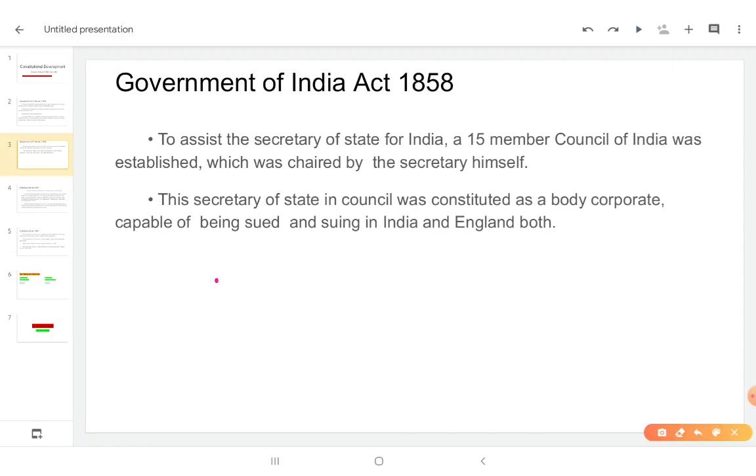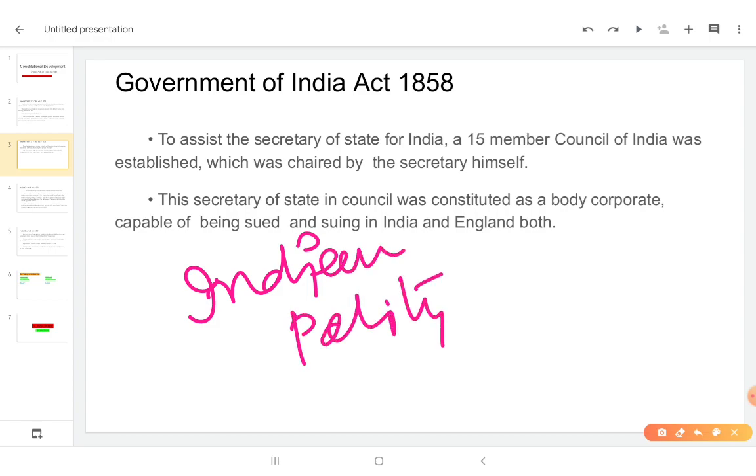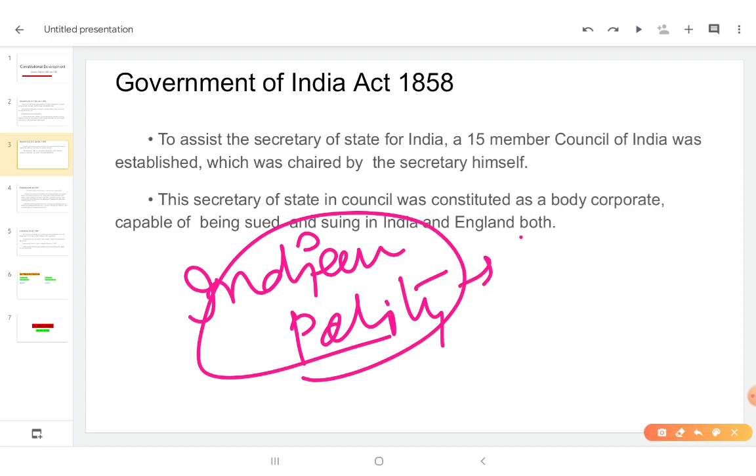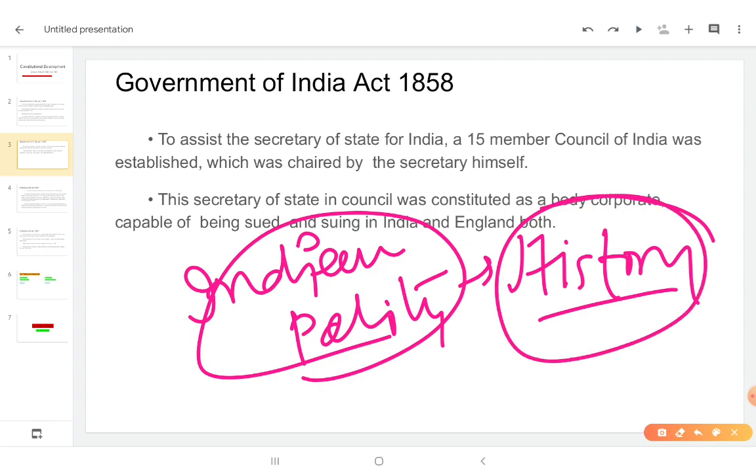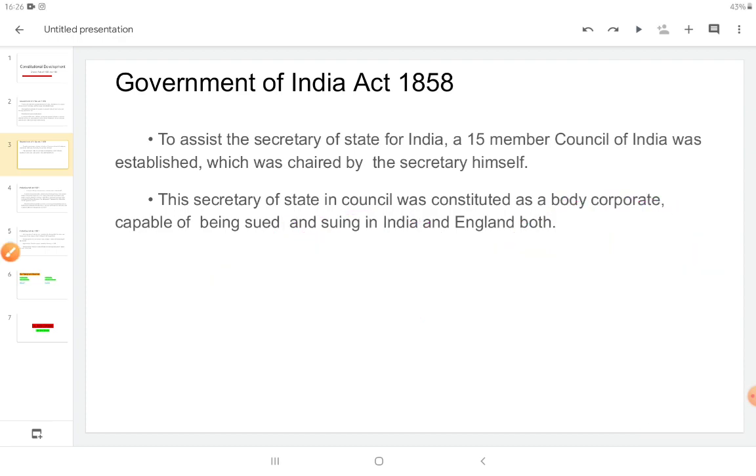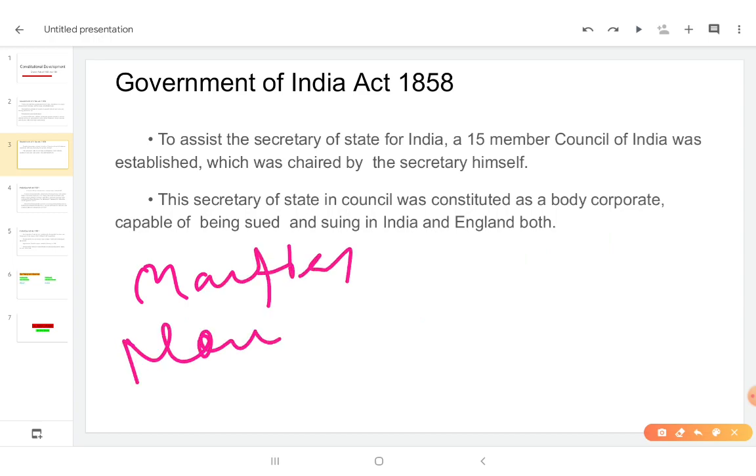Okay, regarding Indian polity, these were the important provisions. But when we will be studying about these topics again in Indian history, we will know that there were some other things that they did, like differentiating the military and dividing the military on the basis of two classes. They divided it on martial class and non-martial class.